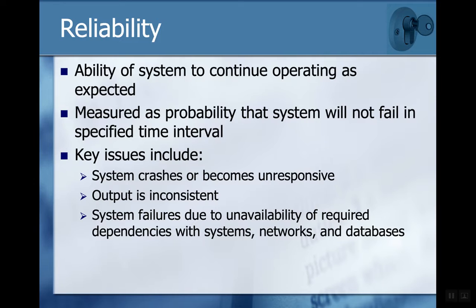Also, in terms of reliability, once again, we talk about the unavailability of different resources. That can be anywhere along the line. It could be with the processors. It can be with the networks. It can be with data and databases.